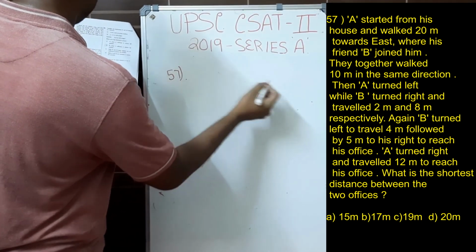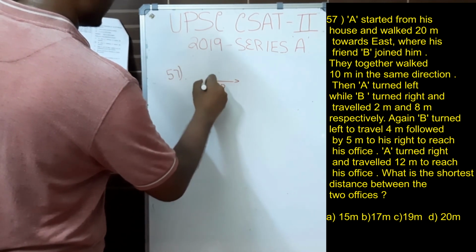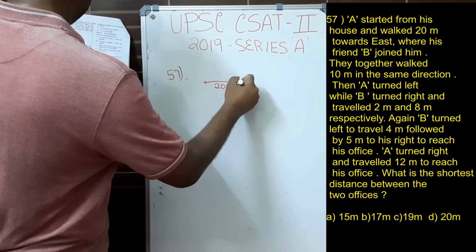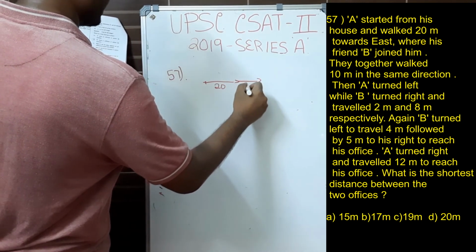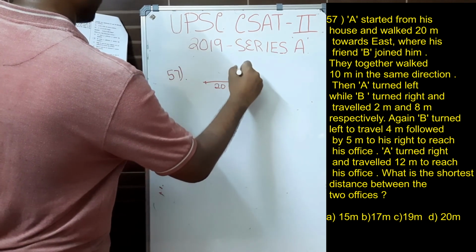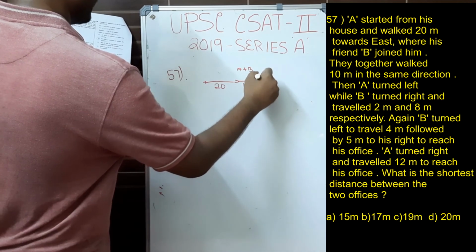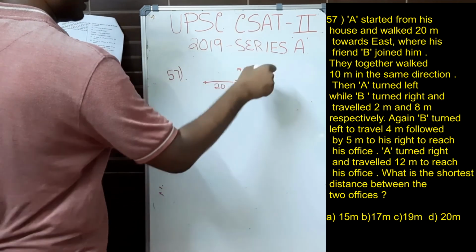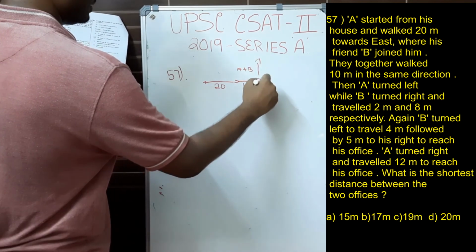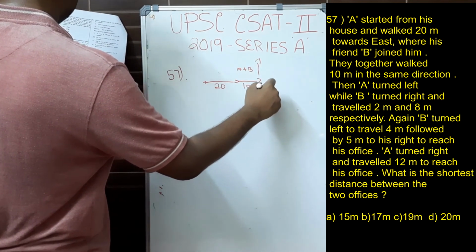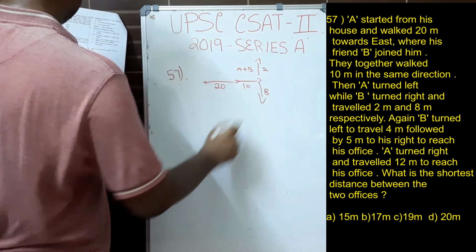A started from his house and walked 20 meters towards the east. So this is east, so he walks 20. This is his starting point. And from here, he meets his friend B. They together walk 10 meters in the same direction. So both A and B will start walking from this point. From here, A turned left. So when you're facing this way, this would be your left. And B turned right, and B will go in this direction towards the right, and travel 2 and 8 meters respectively. 2 for A and 8 for B respectively.